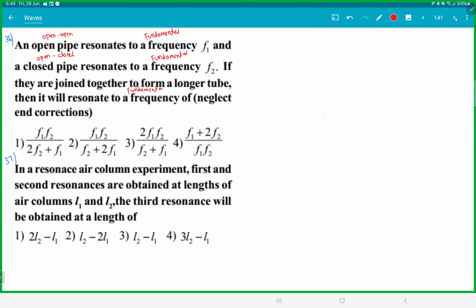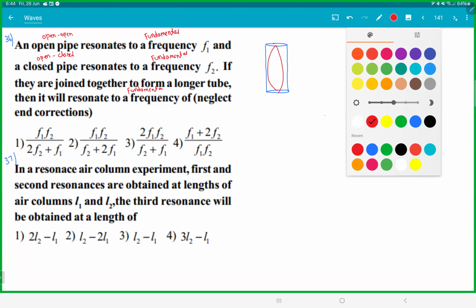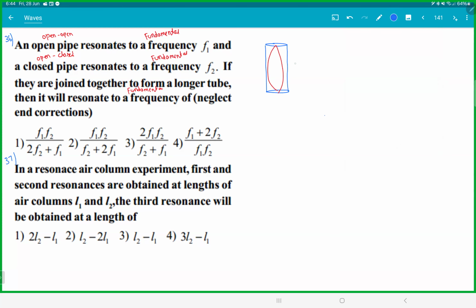Let's do this thing. What was the first one? An open pipe resonates with frequency F1. So let's draw a small diagram. At least I don't rely on formulas. I don't remember them. So you said it's a fundamental one. So this thing is lambda by 4, you can derive them, or you can say F1 is equal to, for the open pipe, V by 2L1. The second pipe is an open-closed. Lambda by 4 is equal to L, so we can derive it anyway if you want. So F2 will be V by 4L2.